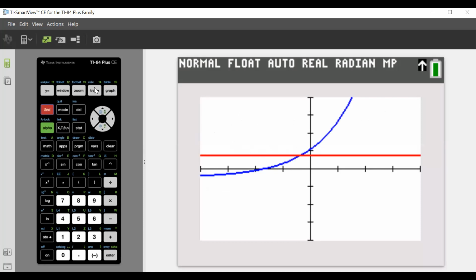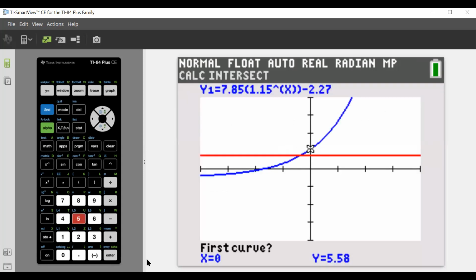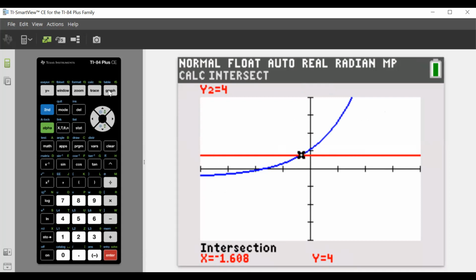Now we just do second trace, and we want 5. And the first curve is blue, yep. Second curve is red, yep. And we're just going to guess there. And it tells us our intersection point is x equals negative 1.608, y is 4, which we should hopefully get, because that's where it's got to be for the intersection.